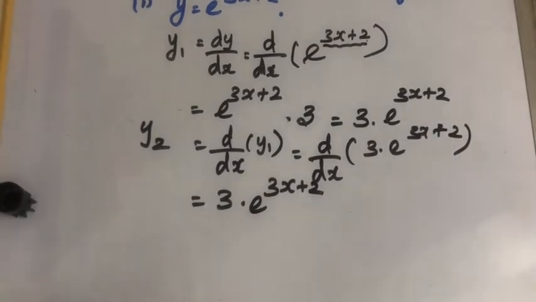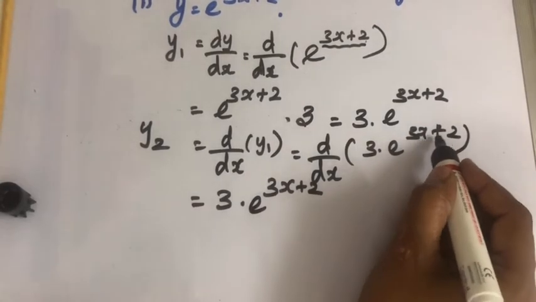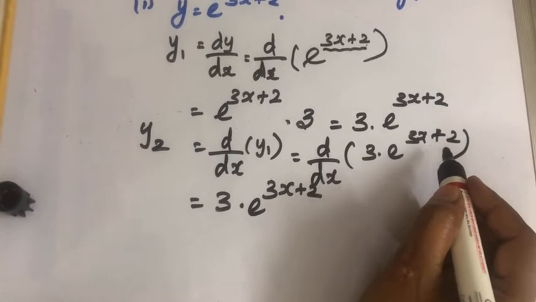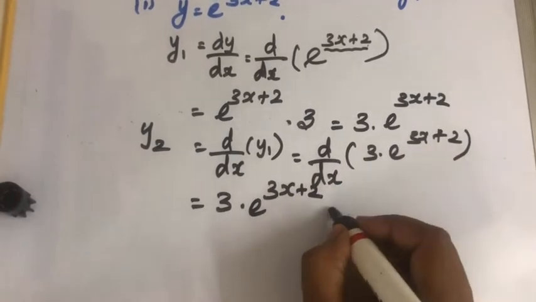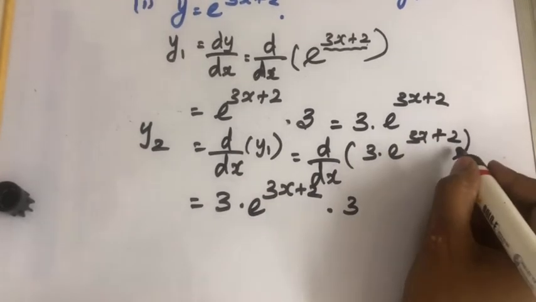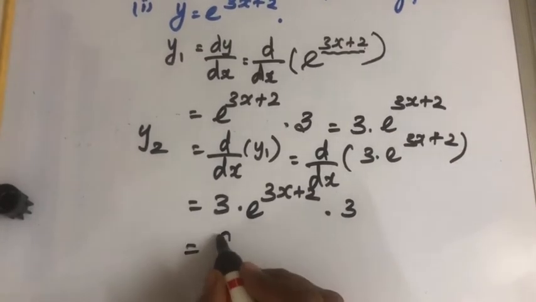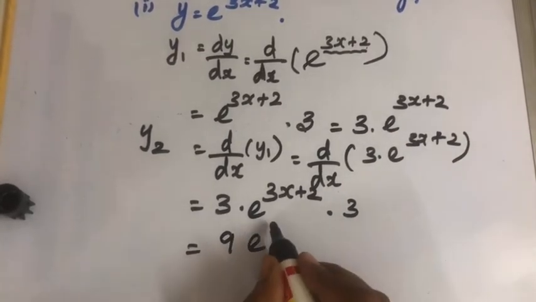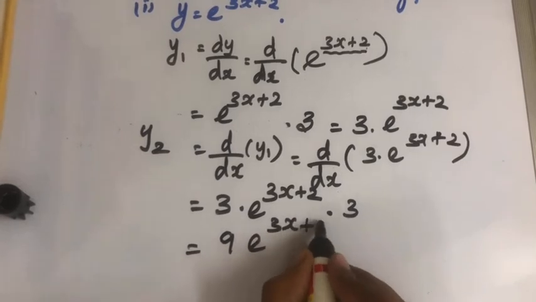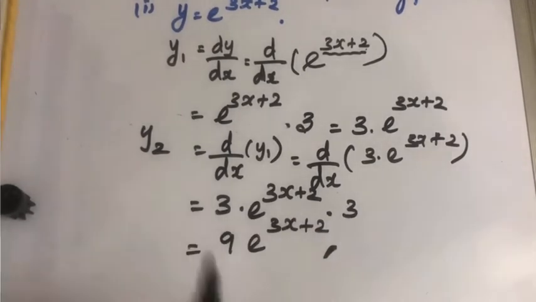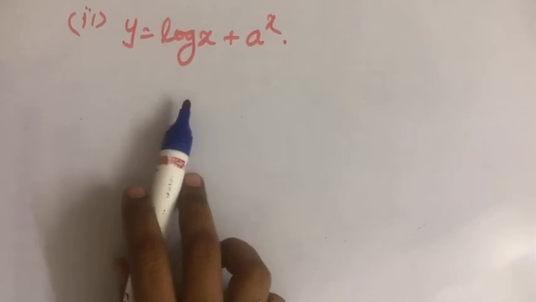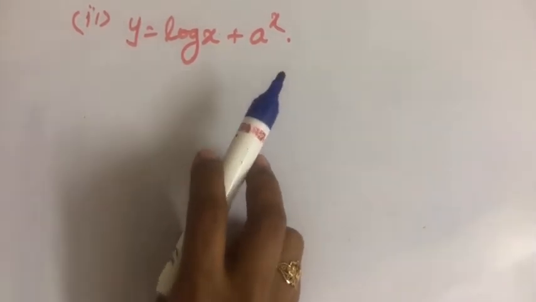And again we need to differentiate this 3x plus 2. So, while differentiating 3x, I get 3. 2, while differentiating, it will become 0. So 3 into 3 it is 9. So 9 into e power 3x plus 2. That is our y2.